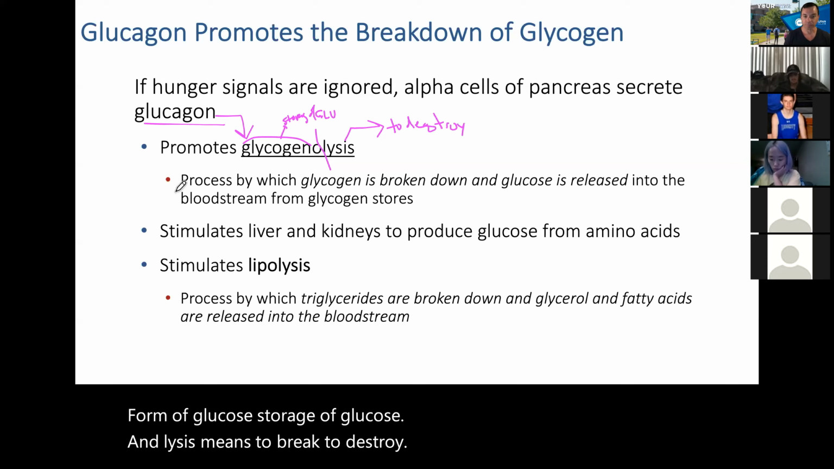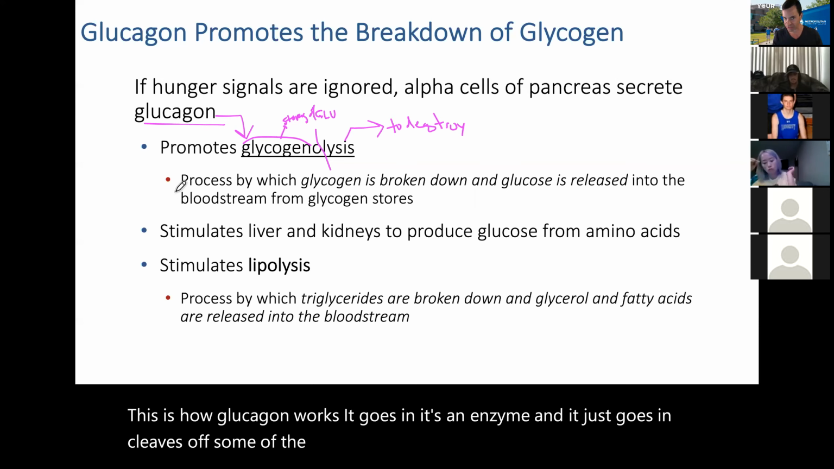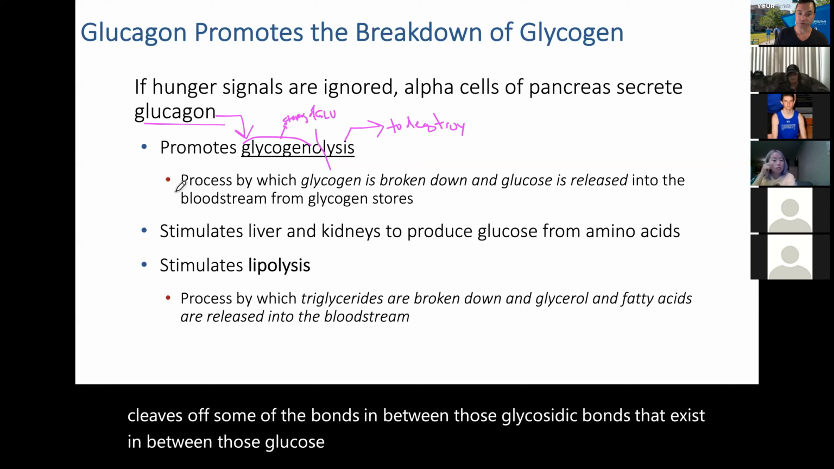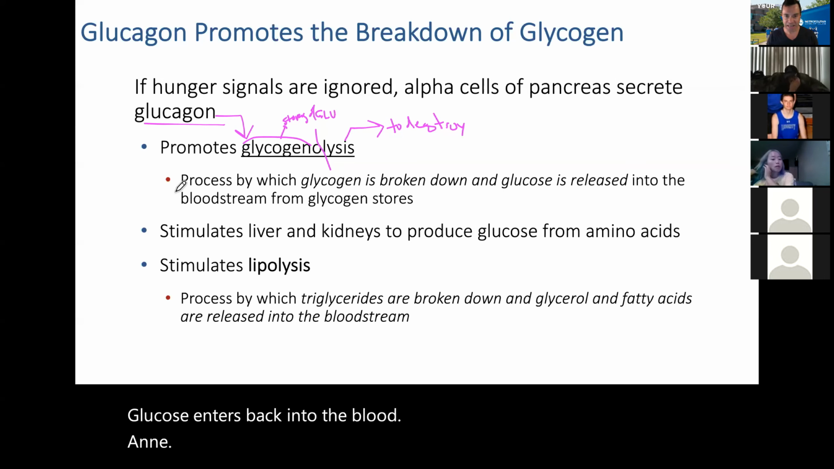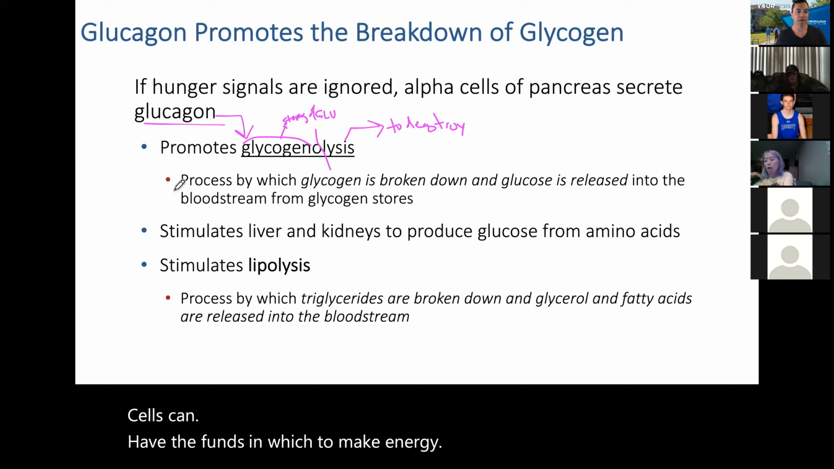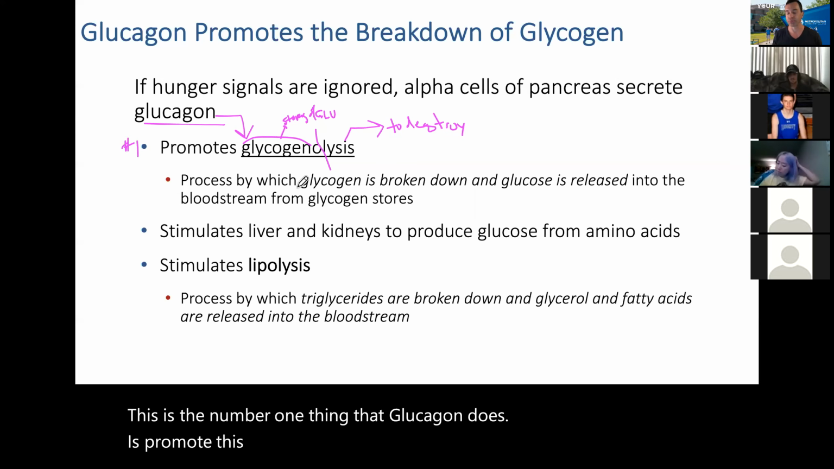Okay. This is how glucagon works. It goes in, it's an enzyme, and it just cleaves off some of the bonds in between those glycosidic bonds that exist between those glucose molecules. All right, glucose enters back into the blood, and cells can have the funds with which to make energy. This is the number one thing that glucagon does, is promote this glycogenolysis, this breakdown of glycogen.